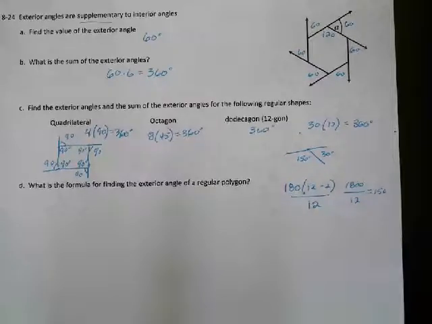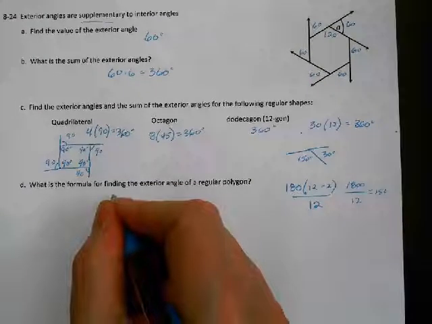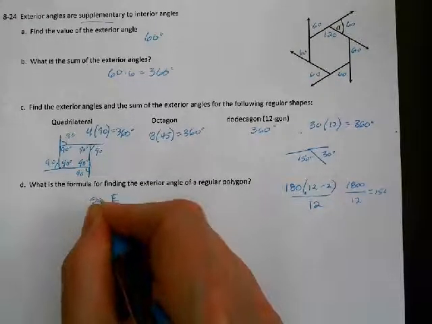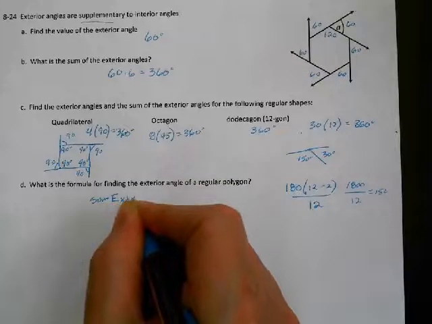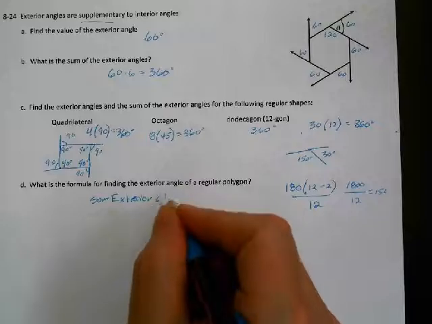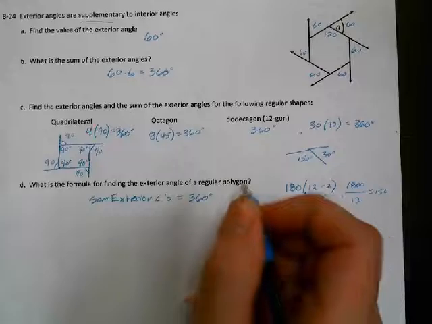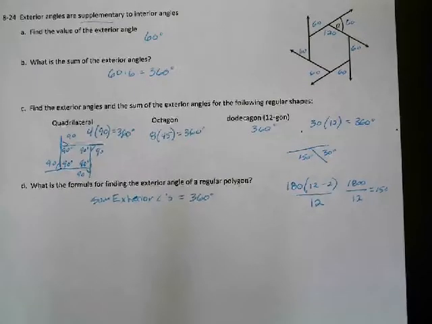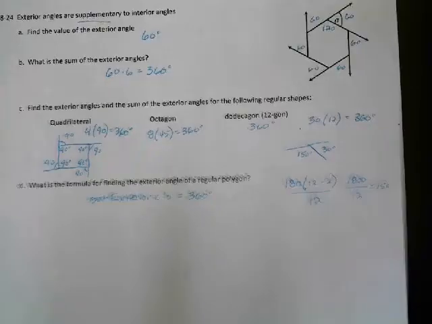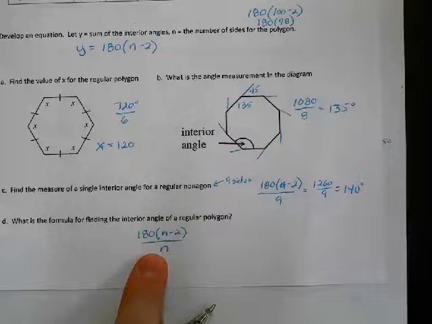So what's the formula to finding the exterior angle of a regular polygon? The exterior angle sum, interior. So the sum of the exterior angles, no matter how many sides we get, it's going to be 360. So the interior angles change, but the exterior angles don't change. And this is actually really helpful because you can do this formula, 180 times n minus 2 over n, or you can actually make it easier on yourself.